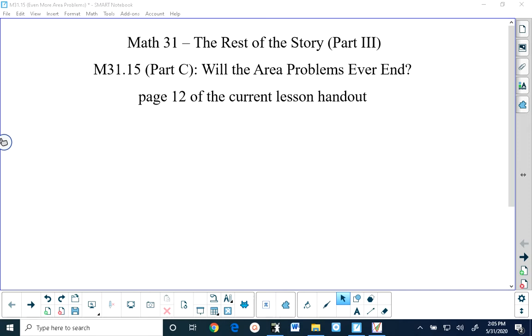We're looking today at 31.15, which is just a continuation of all of the area problems we've been working on. In the first part, we learned how you could determine the area from one value of x to another value of x as long as the function was positive and continuous everywhere in an interval. Then what we looked at yesterday was a little extension of that, where you had to do a little bit of work to find out some intersection points between a function and the x-axis. Today we're going to go a little bit further. So you can find this lesson on page 12 of the current lesson handout.